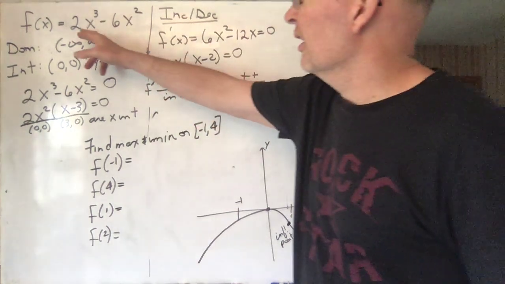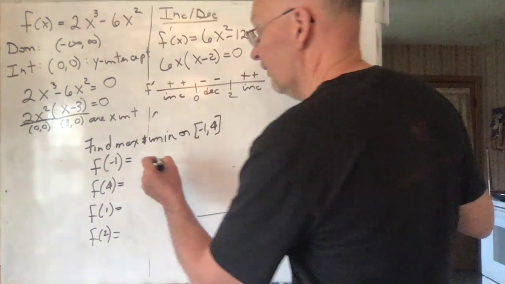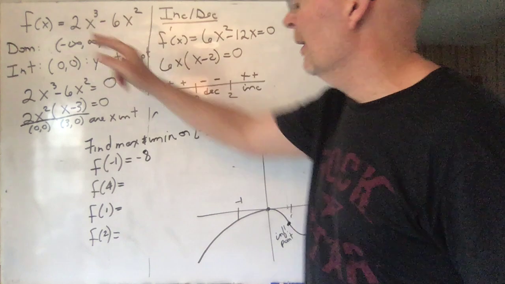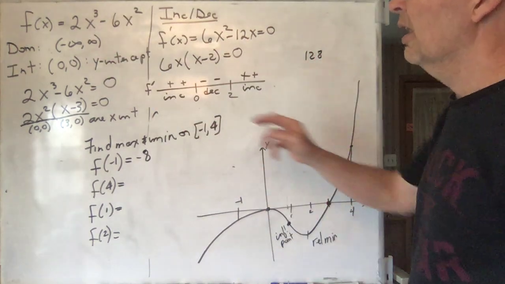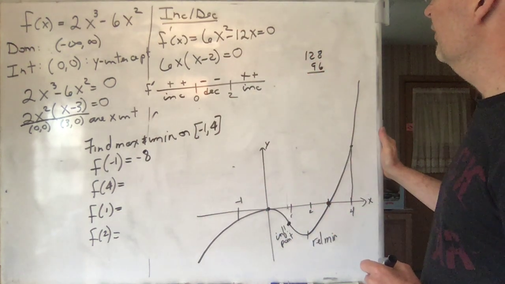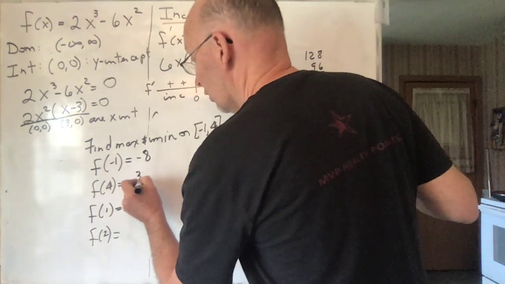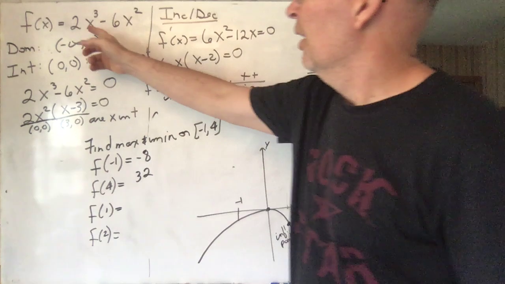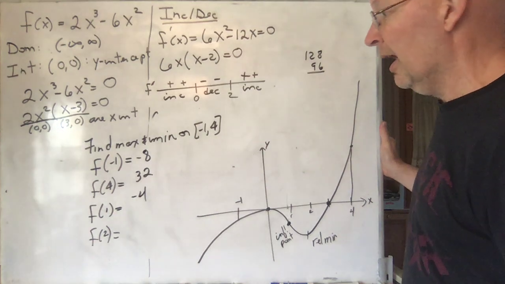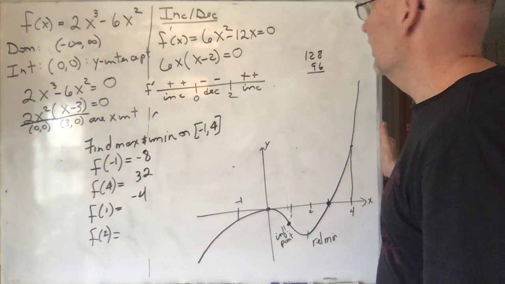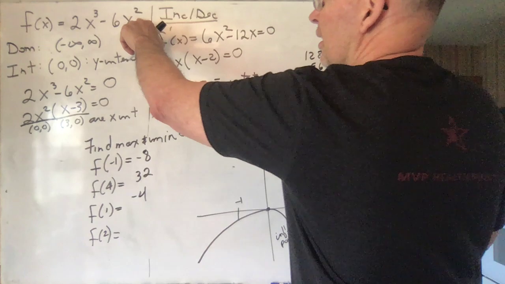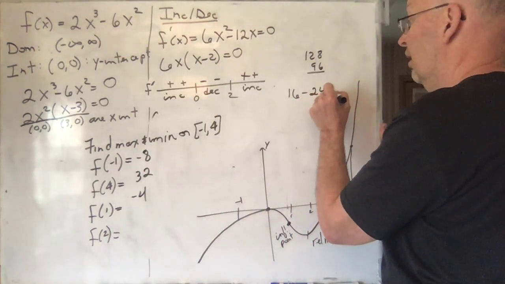Stick in a -1, you're going to get -2 minus 6 is -8. Put in a 4, you're going to get what? 64 times 2 is 128. 4 squared is 16 times 6 is 96. Subtract the 2, you're going to get positive 32. Is that right? Positive 32. Okay, stick in a 1. You're going to get 2 minus 6 is -4. That looks about right. And put in a 2, and you're going to get what? 16 minus 24. -8.